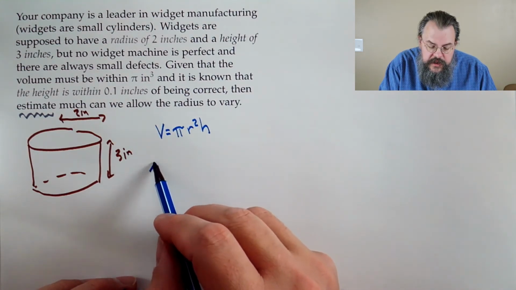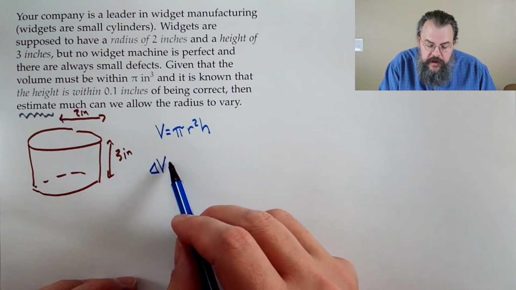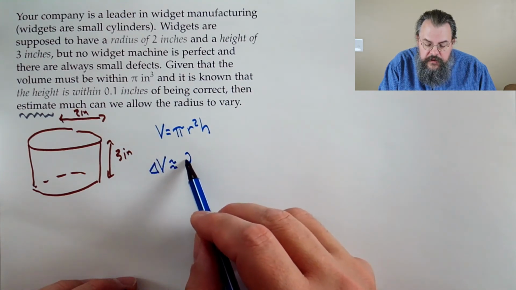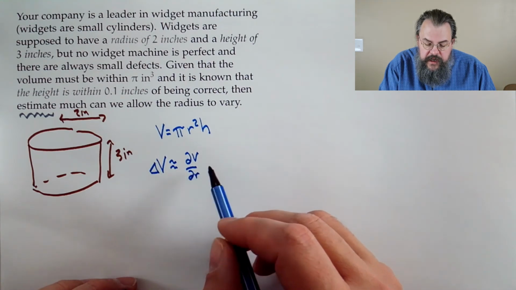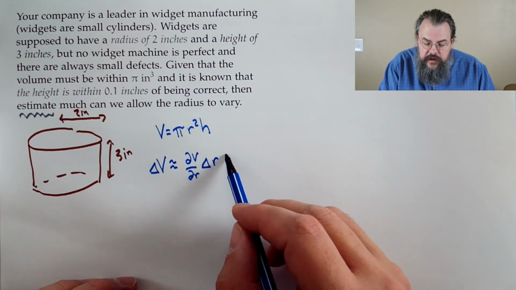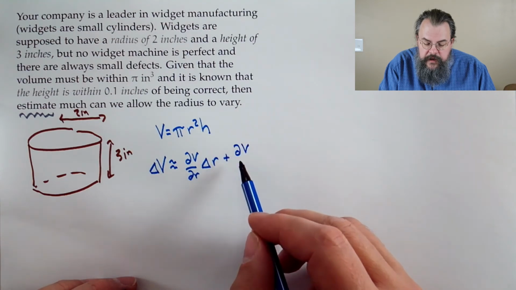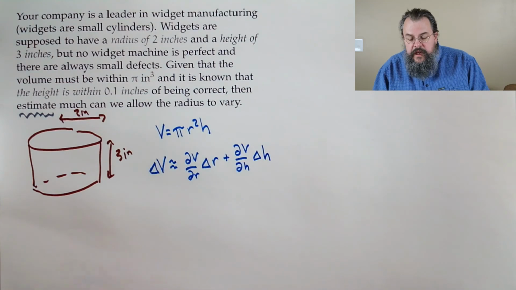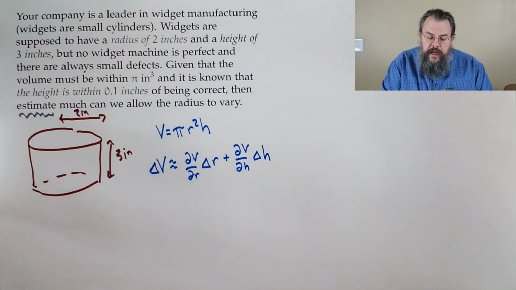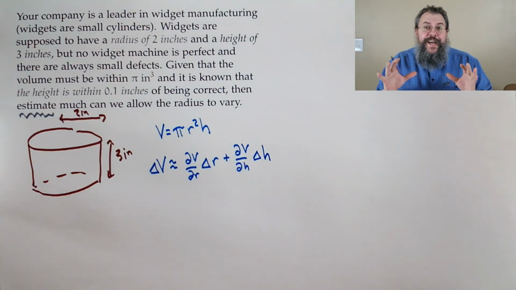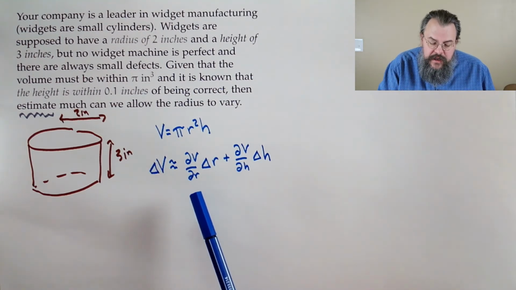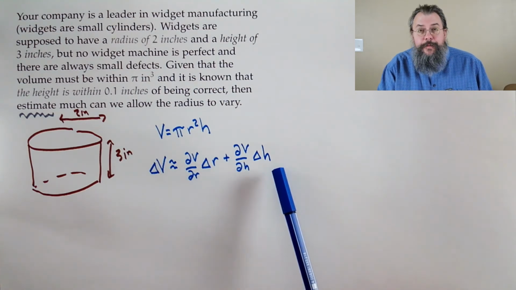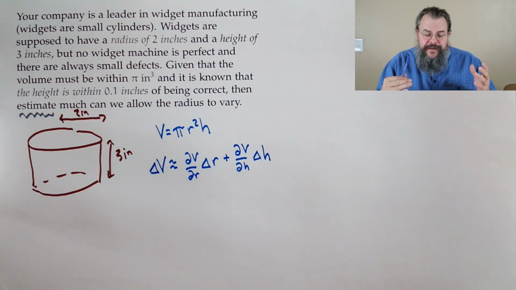Our change in volume is approximately the derivative of volume with respect to radius times the change in radius, plus the derivative of volume with respect to h times the change in h. Now, what's happening? This may not feel like tangent plane, but it really is tangent plane. We usually think of the tangent plane as x minus a and y minus b. Well, that's what the delta r and delta h are, just using different symbols.